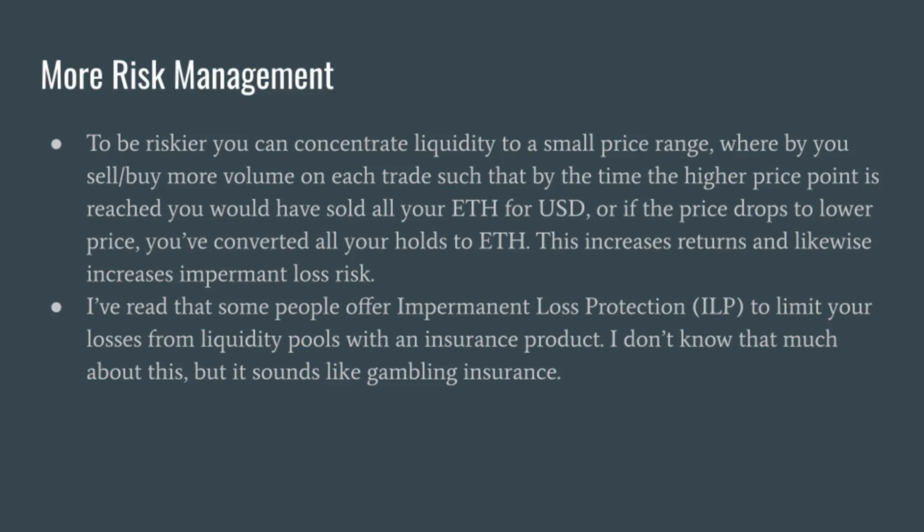This is where you increase the volume of each of your trades such that by the time the higher price point in your range is reached, you would have sold all your ETH for USD, and likewise, if the price drops to the lower point in the range, you would have converted all your USD into ETH. This increases your returns, but it also increases your impermanent loss risk.